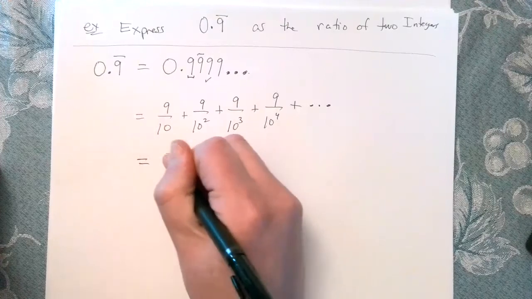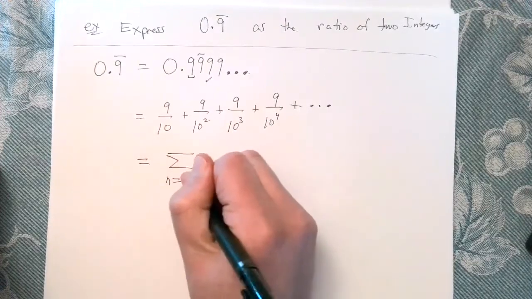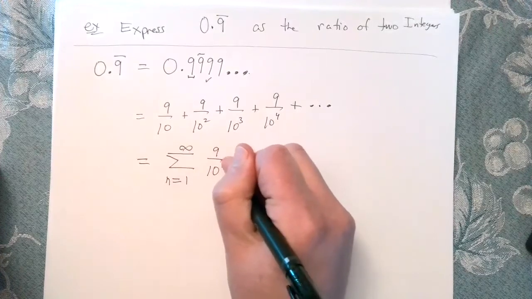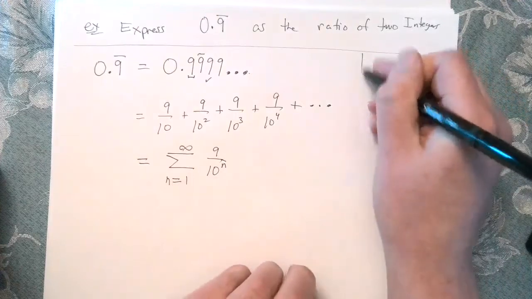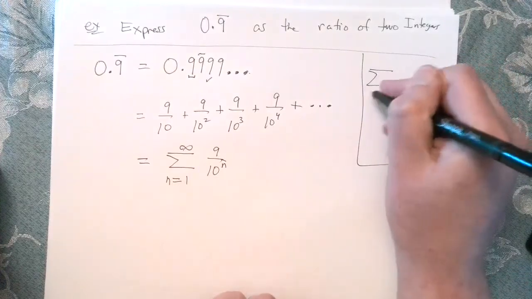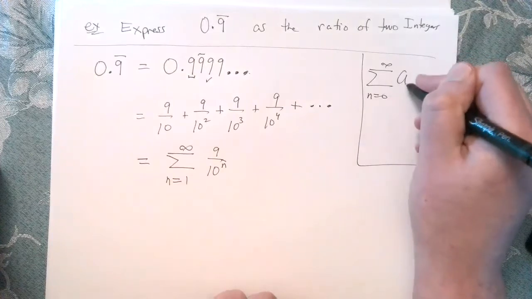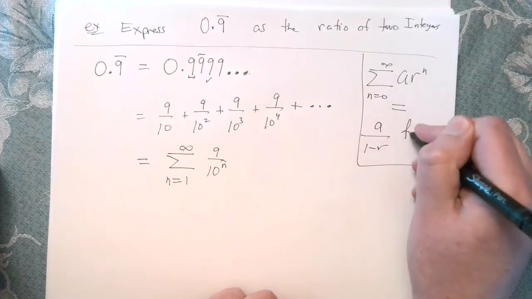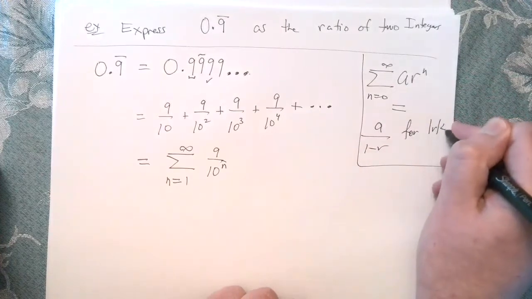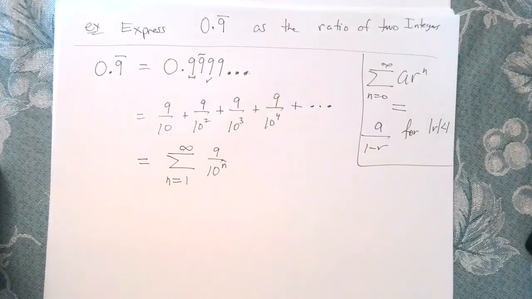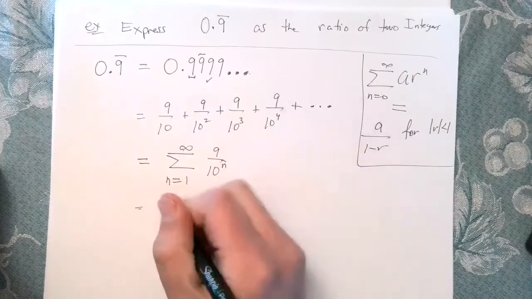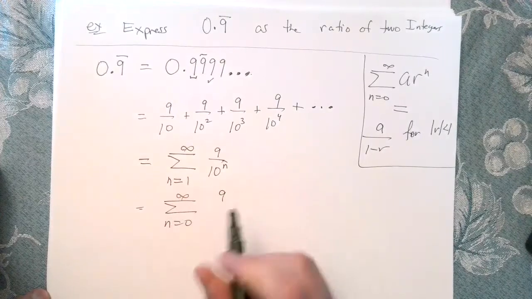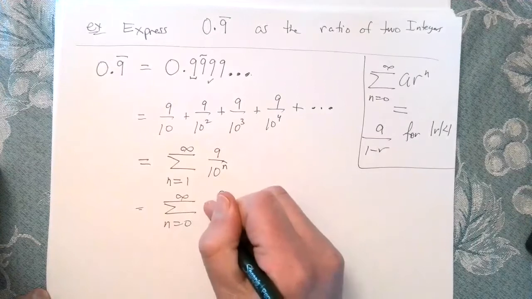And so again, we're going to write this in our summation notation. So this is the series from n equals 1 to infinity of 9 over 10 to the n. And as always, we want to keep in mind this is equal to this for exactly these choices of R. So that means I want to adjust the index. So let's adjust the index to start at 0. And remember, if this goes down by 1, the n's will increase by 1.